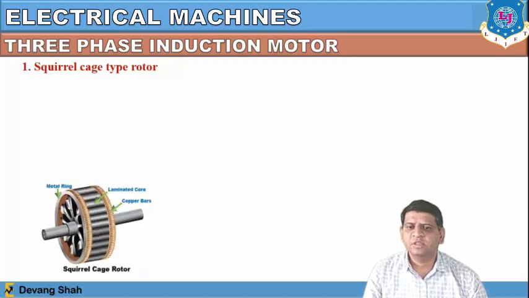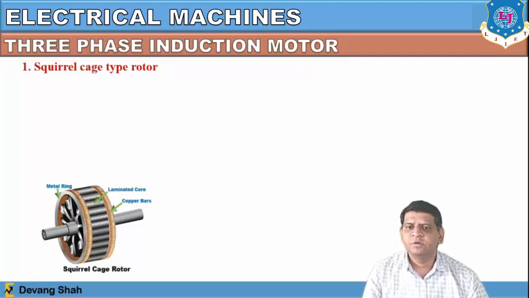Now, if we first talk about the type of rotor which is called a squirrel cage. You see this, the shape is itself a kind of squirrel cage, where there are copper bars around it which are mounted on a metal ring, and these cores are also laminated.